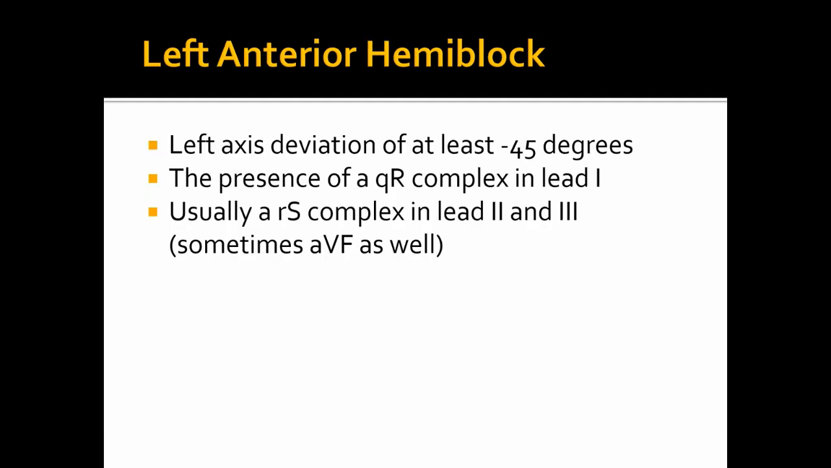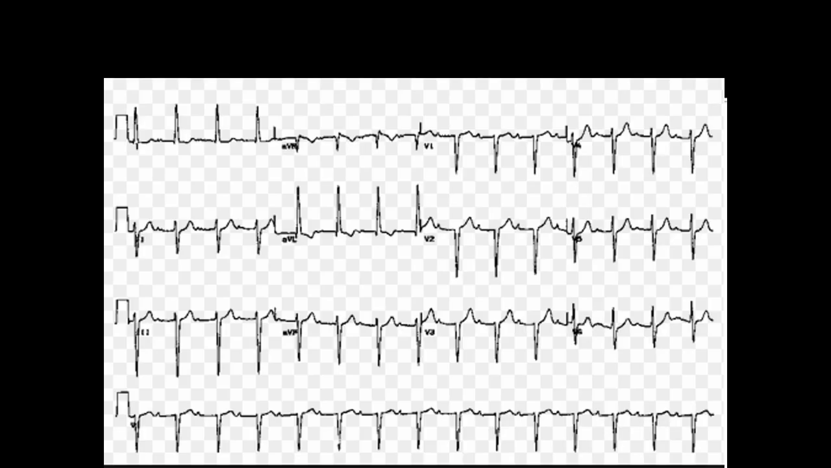Left anterior hemiblock: left axis deviation of at least 45 degrees. The presence of a qR complex, a small q and a big R complex in lead 1, and usually a small r and big S complex in lead 2 and 3, sometimes aVF as well. So look here, there is a very small R and a deep S wave in lead 2, 3, and you can see in lead aVF as well.